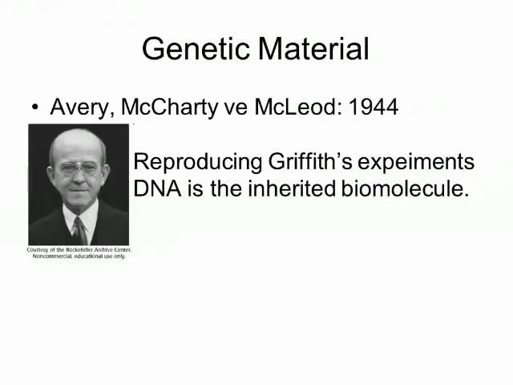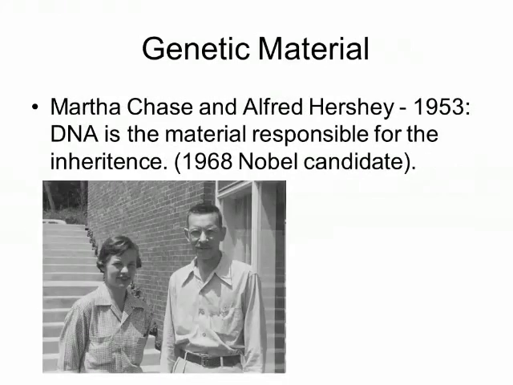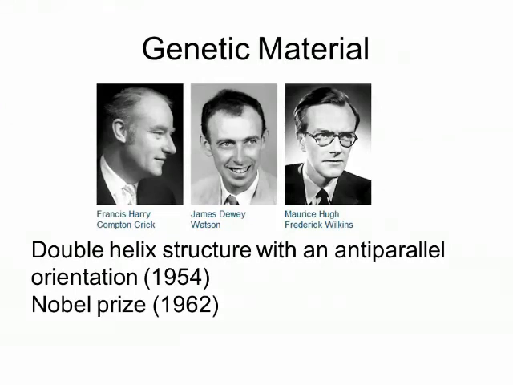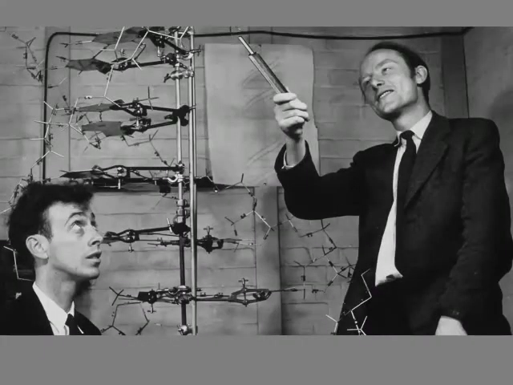And then, of course, going over Griffith's experiments, McCarty and MacLeod in 1944 identified DNA as the inherited biomolecule responsible for inheritance. And Martha Chase and Alfred Hershey in 1953 pinpointed that DNA was really the material, but the real revolution came in 1954, explaining that the double-helix structure in an anti-parallel orientation was indeed the DNA.